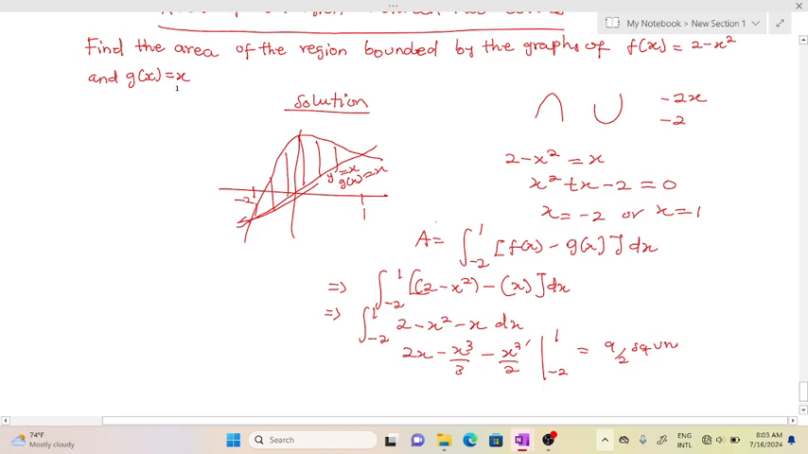Okay, you're dealing with area, so square units. You can choose not to bring anything depending on the requirements of the question.